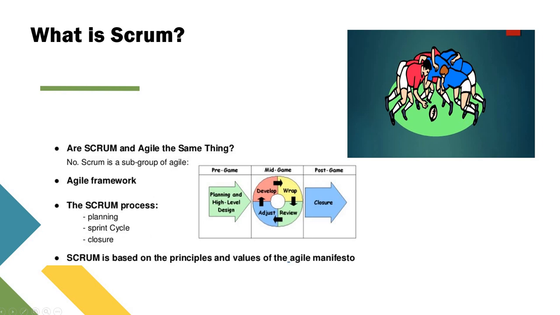Are Scrum and Agile the same thing? No. Scrum is a subgroup of Agile, or Scrum is a framework of Agile. A simple definition you can give is that Scrum is an Agile framework. The Scrum process includes planning, sprint cycle, and the closure of the product, that is product delivery. Scrum is based on the principles and values of the Agile Manifesto.